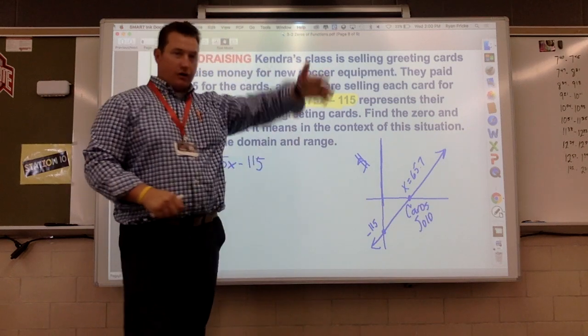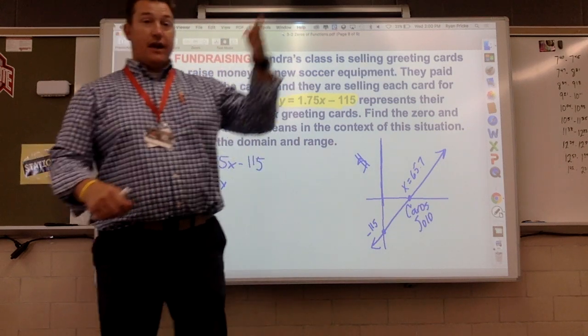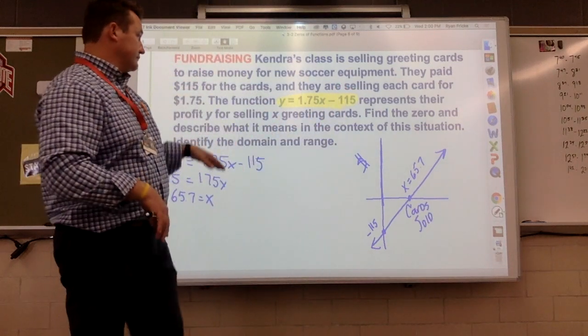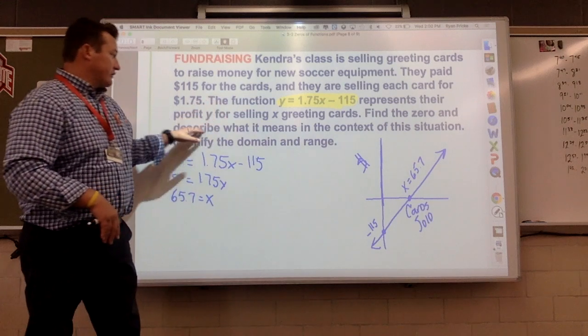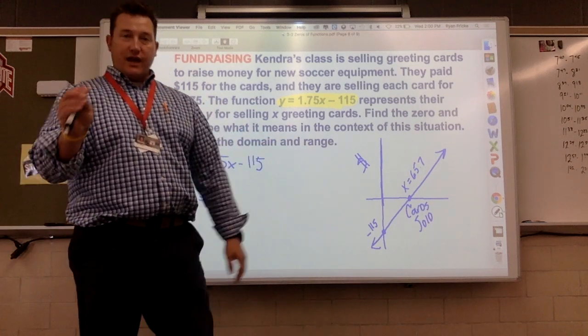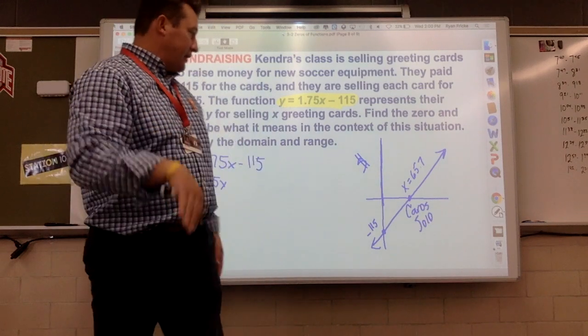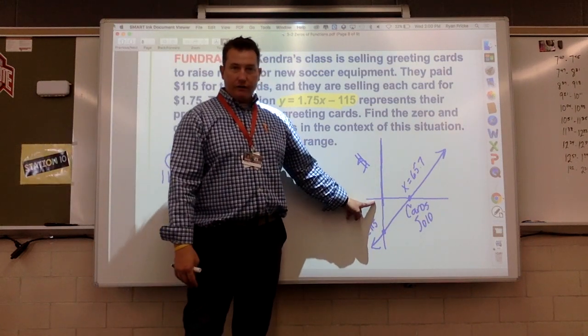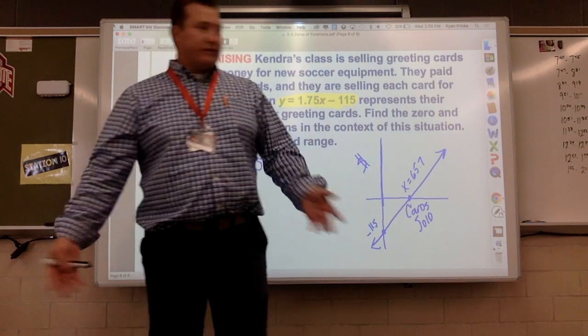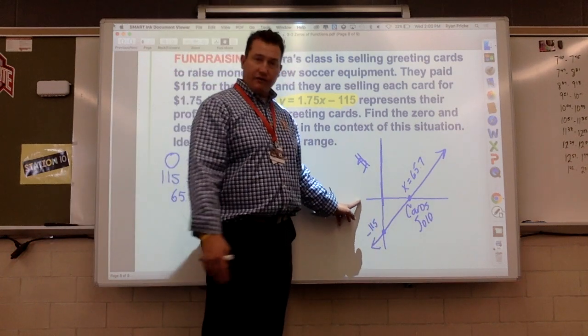So once we sell card number 67 and 68 and 69, now we're making money for our soccer nets. Find the zero, we did it. Describe what it means, we got it. Identify domain and range. Well, once again, folks, think about it. Can we sell negative greeting cards? No, that doesn't make any sense. Doesn't make any sense for us to have negative greeting cards.